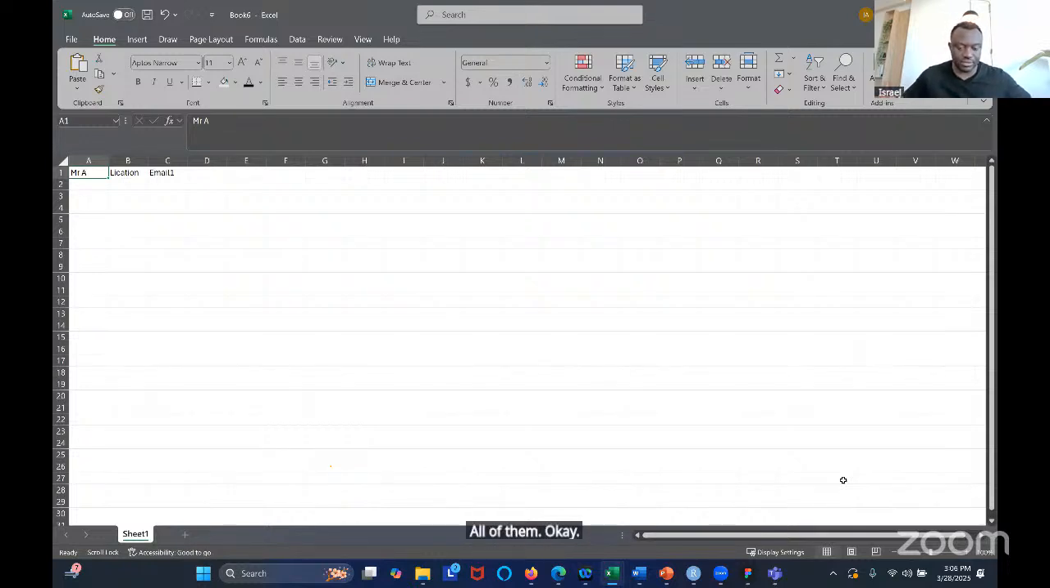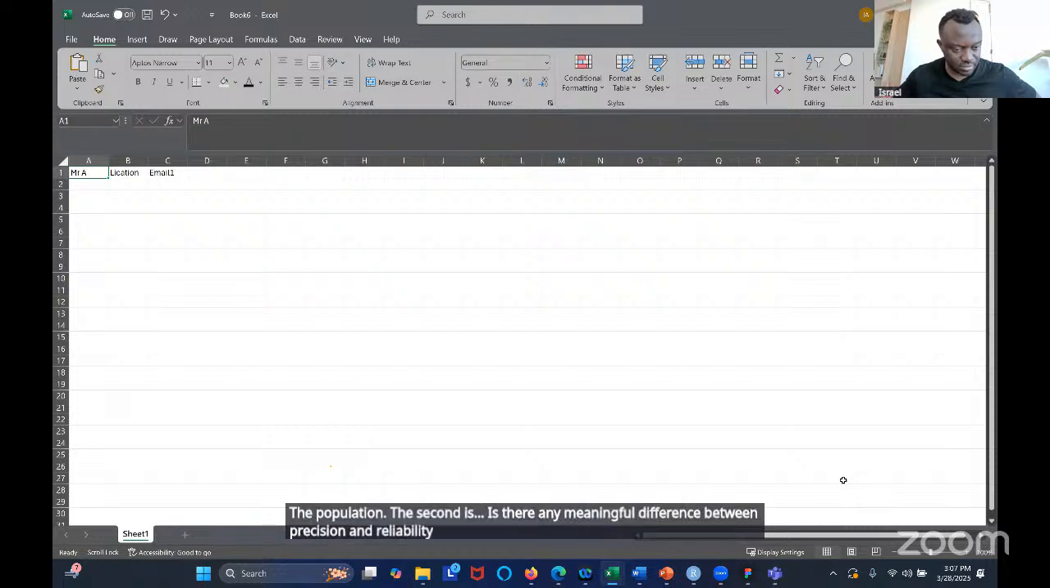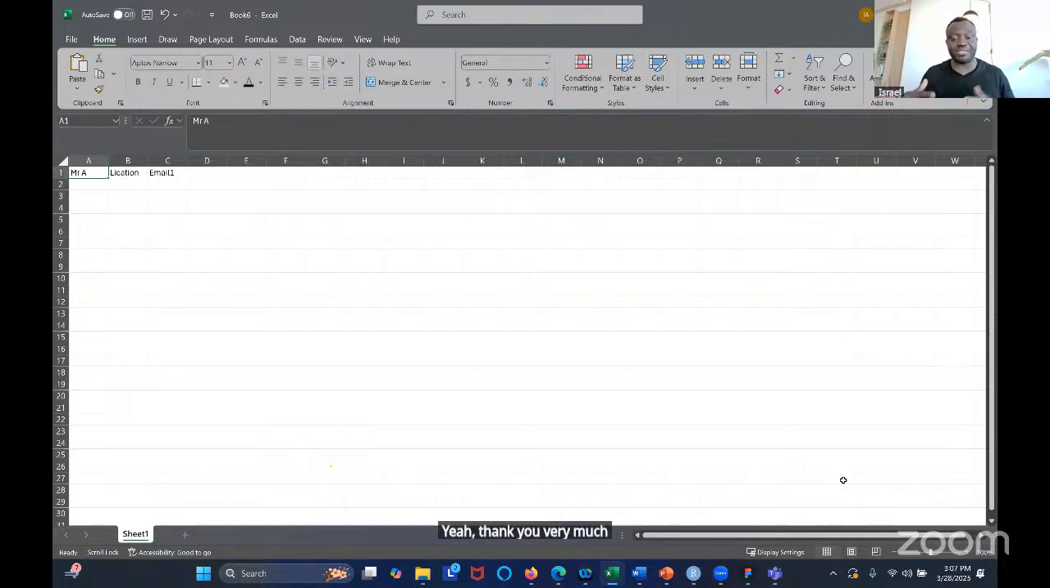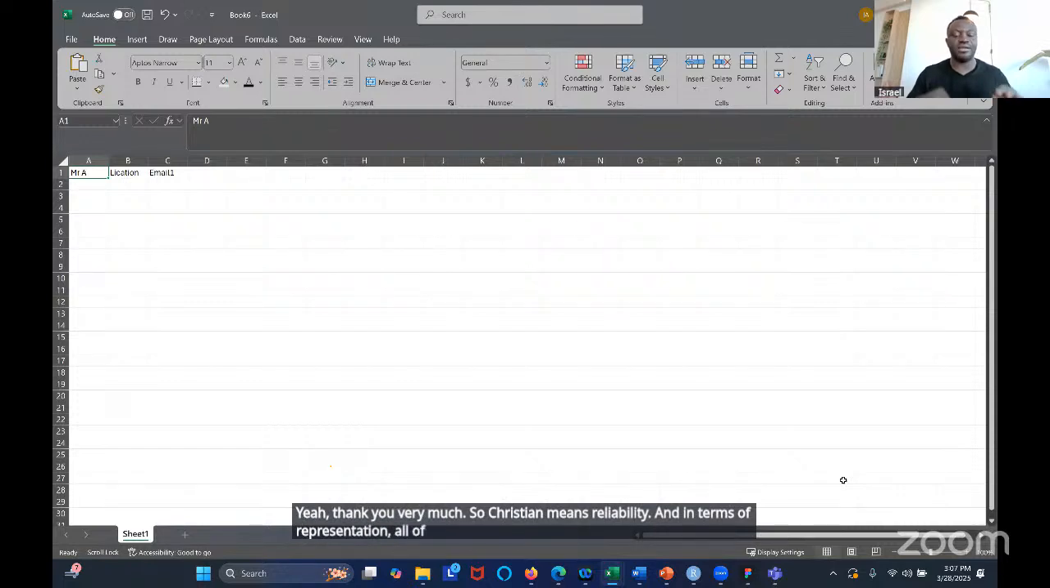Is there any meaningful difference between precision and reliability? So precision means reliability. And in terms of representation, all of these probability techniques will be representative if implemented well.